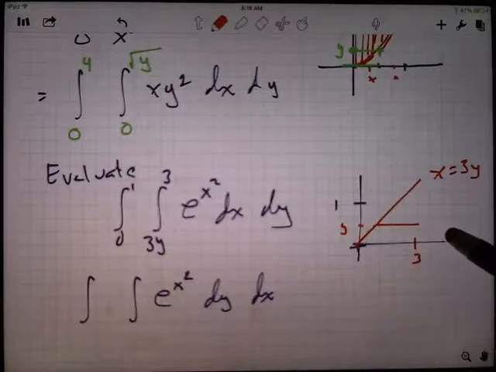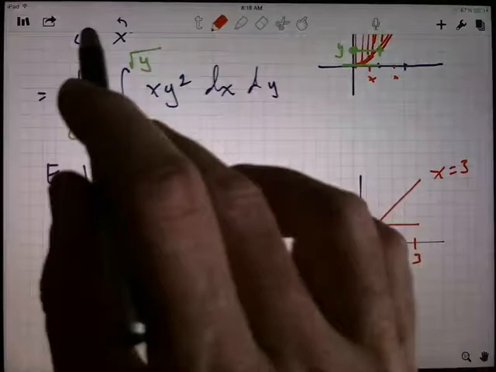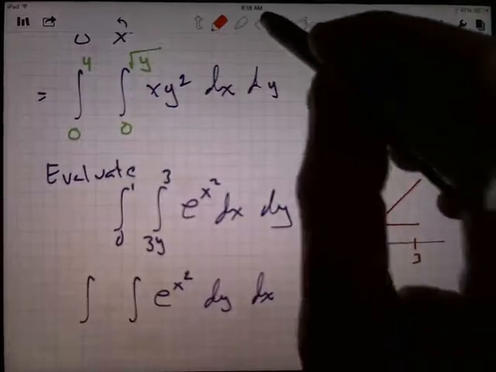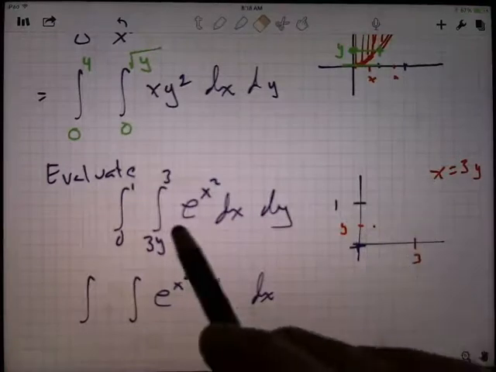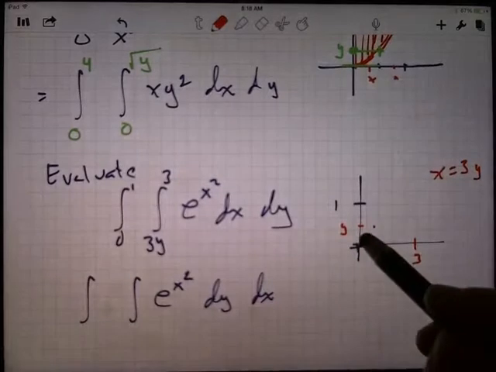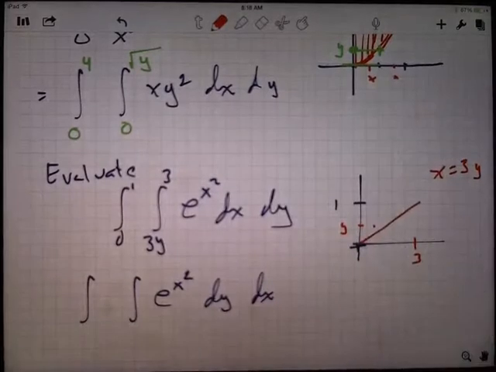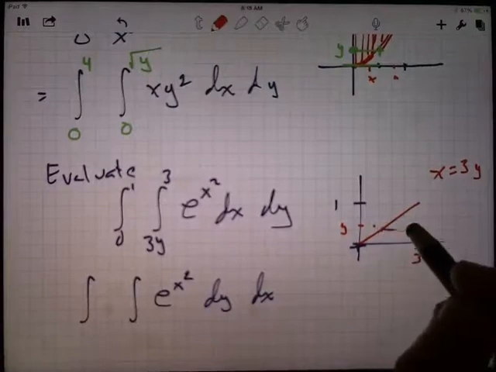And in particular, I didn't draw it quite right, because now that I see what that looks like, when y is equal to 1, x is 3, and that's my biggest. So it looks like I should draw more like this. So I'm starting here. I'm going over to 3.